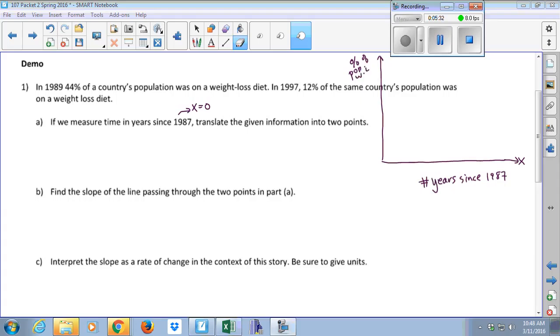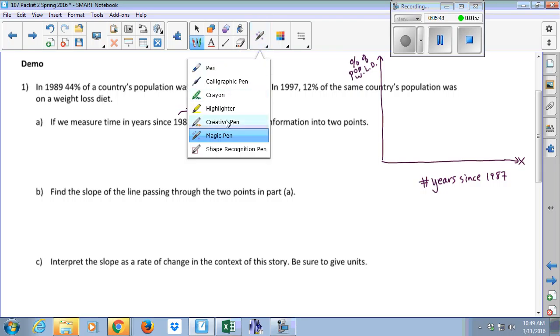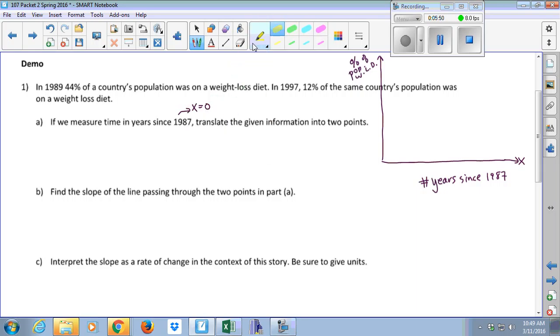Okay. So we don't know how many people were on the weight loss diet in 1987, but we could go up and translate the information given in that first sentence. By translating, we want to take it and establish it as 2 points that would fit on this graph. So let's see how we would translate this.